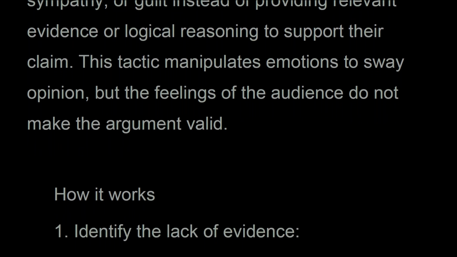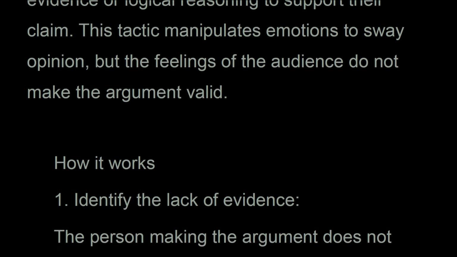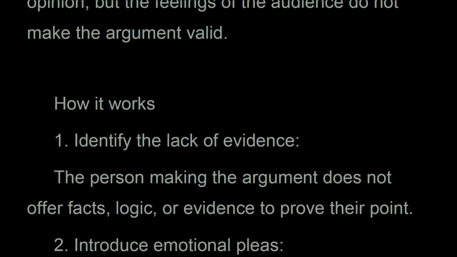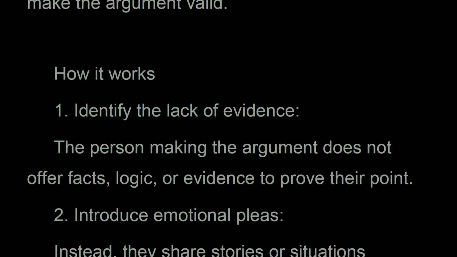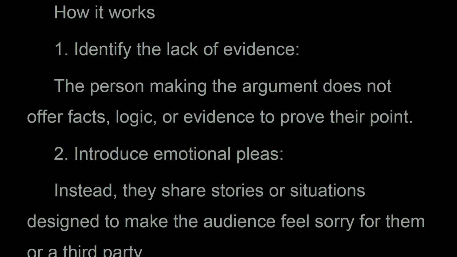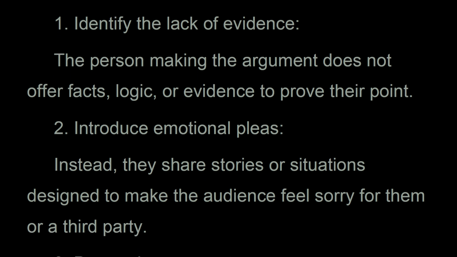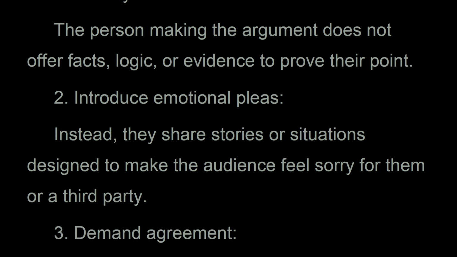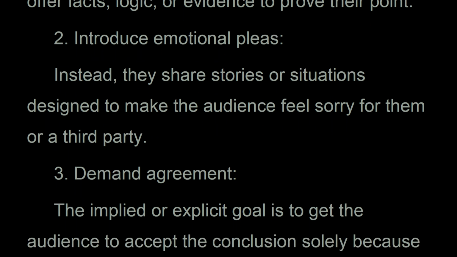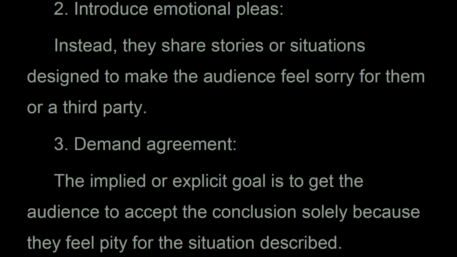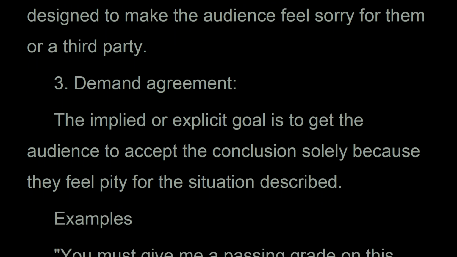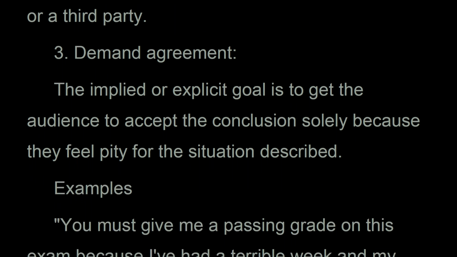How it works. 1. Identify the lack of evidence. The person making the argument does not offer facts, logic, or evidence to prove their point. 2. Introduce emotional pleas. Instead, they share stories or situations designed to make the audience feel sorry for them or a third party. 3. Demand agreement. The implied or explicit goal is to get the audience to accept the conclusion solely because they feel pity for the situation described.